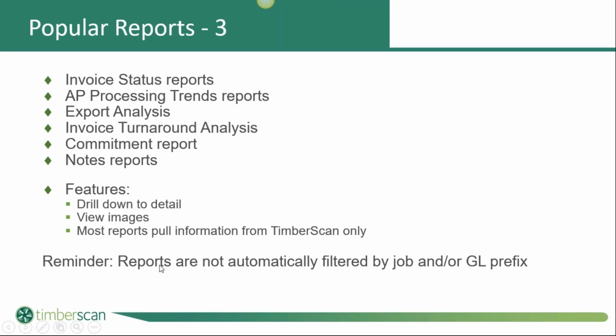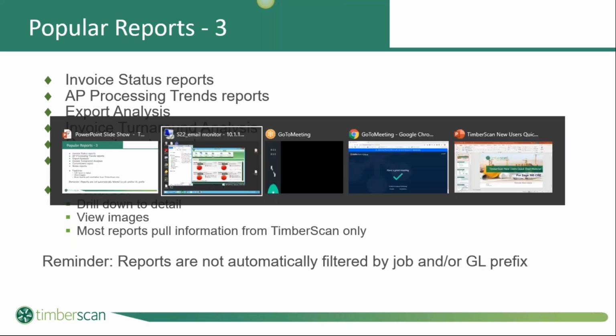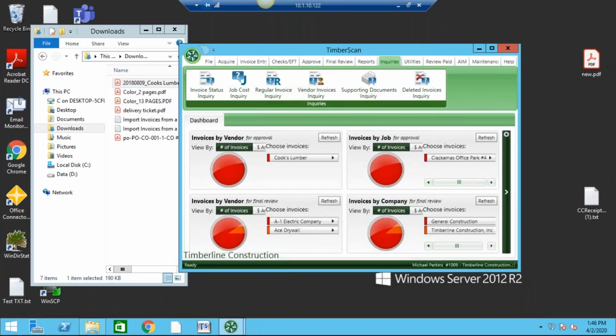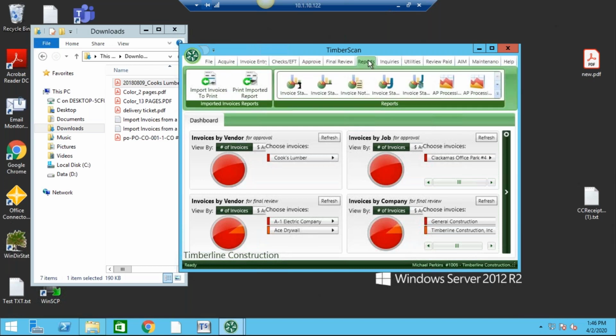As a reminder, the reports are not automatically filtered, okay? So be careful who you send these reports to, because if you give it to an approver, for example, he'll be able to see all jobs, not just his or her own. So to look at the reports, I'm going to come over here and show you an example of a drill down report. It's invoice status.